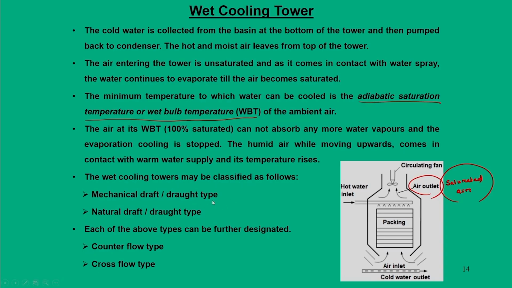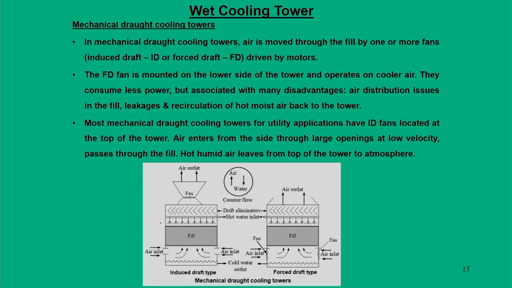Now, these wet cooling tower systems are classified in two ways. One is the mechanical draught type, draft or draught, both are the same word. The other can be a natural draft or draught type, and when they operate in either form, they can be a counter flow type or a cross flow type. Now, let us understand what these mechanical draught type cooling towers are. Here, if you look at these figures, mechanical means you are artificially allowing the air to enter into the tower. So, there are two possibilities of air entry.